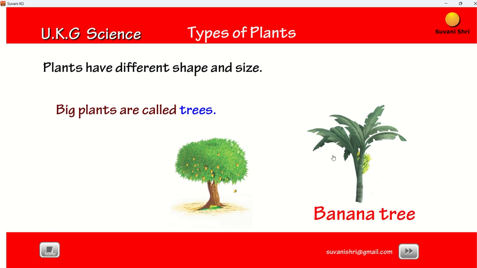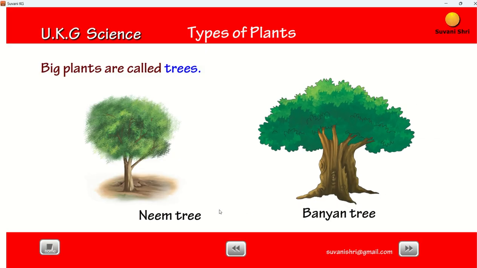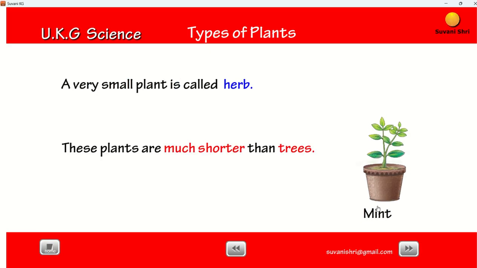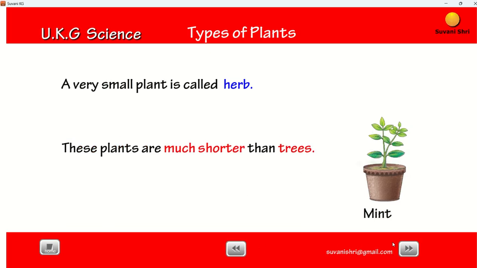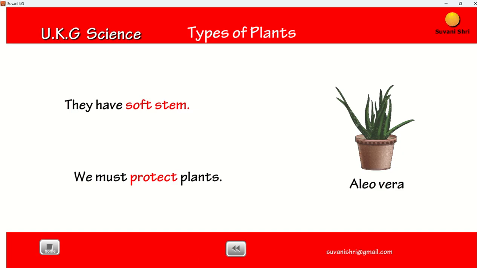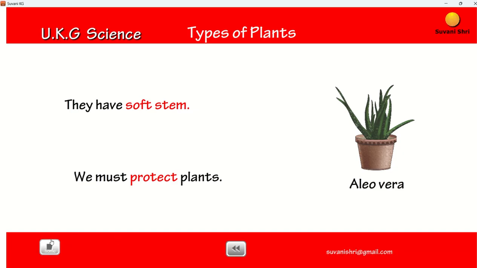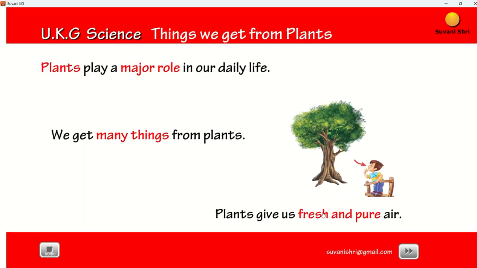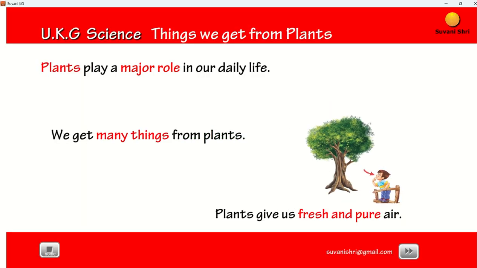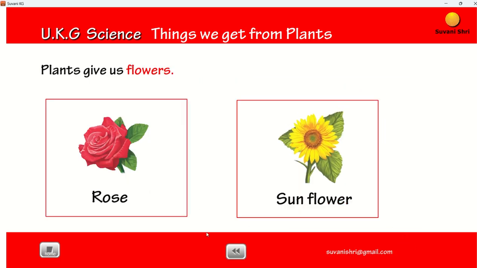Mango tree, banana tree, banyan tree, neem tree, mint. These plants are much shorter than trees. Plants give us fresh and pure air. Sunflower.